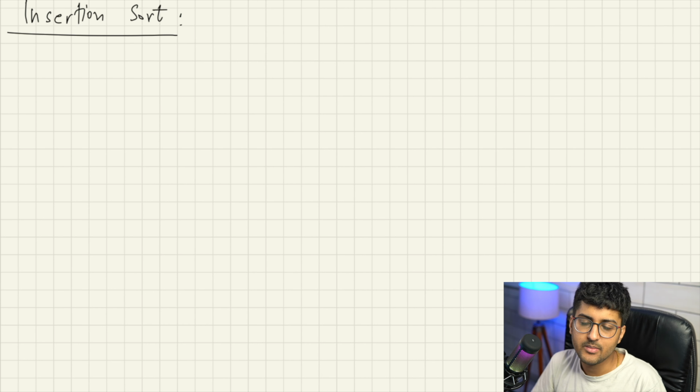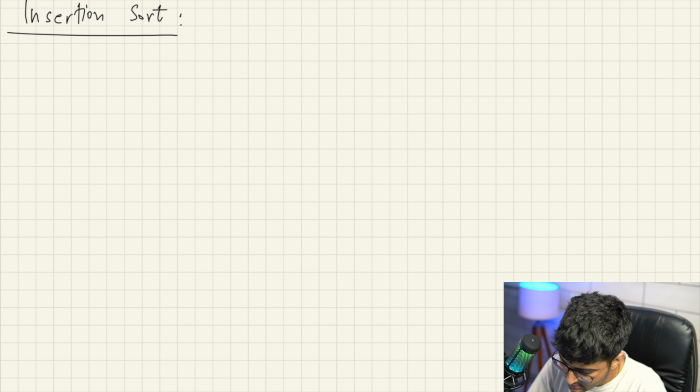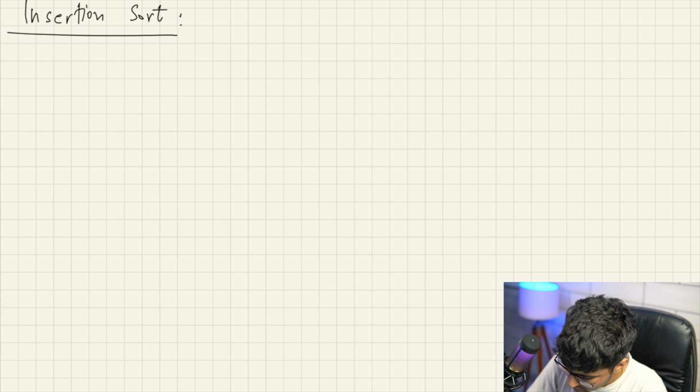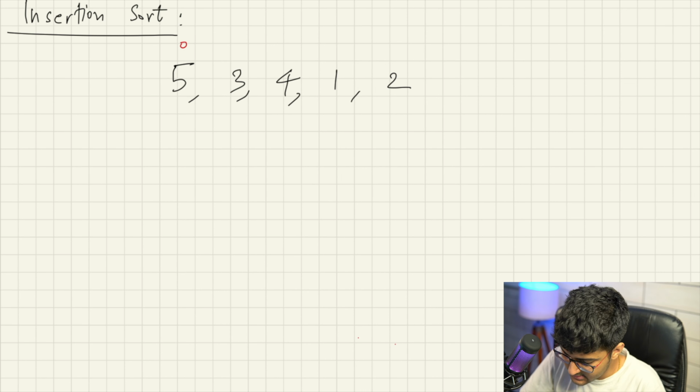Insertion sort basically means that we are sorting the array partially. Okay, we are partially sorting the array. So for example, if I have something like, let's say, 5, 3, 4, 1 and 2, and I want to sort this. These are the indices values.